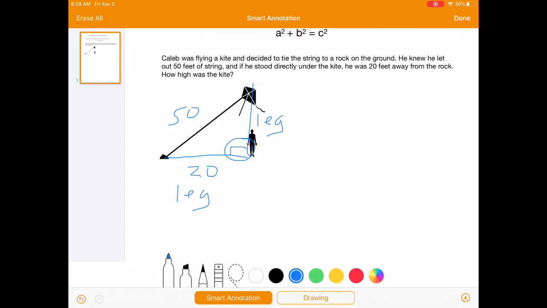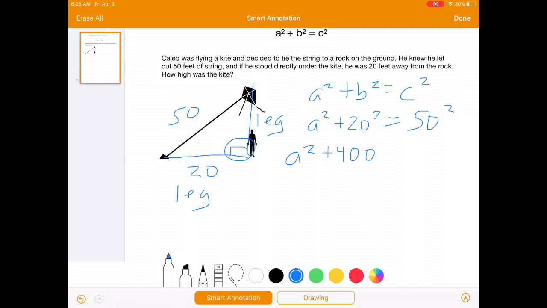So this is a Pythagorean Theorem problem where we are missing the leg. So when we're looking at a squared plus b squared equals c squared, we're missing an a squared here. So that's going to be the variable that we're going to try to solve for. 20 is our other leg, and naturally 50, the side opposite of the right angle, is our hypotenuse. So 20 squared is 400. 2 times 2 is 4. We have 2 zeros there. 5 times 5 is 25. Add the 2 zeros. So 50 squared is 2,500.